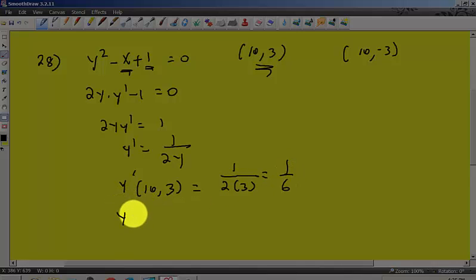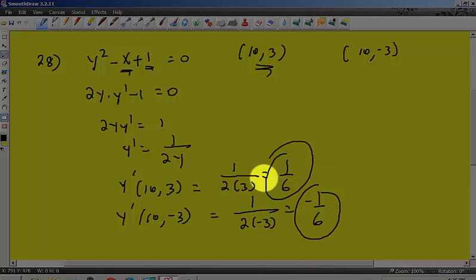Of course, when we plug in y prime of 10, negative 3, again, we don't have to plug anything in for the x because we don't have any x's. So we're going to plug in negative 3 for the y, so 2 times negative 3, which is going to give me negative 1 over 6. Okay, that is it. Easy section.